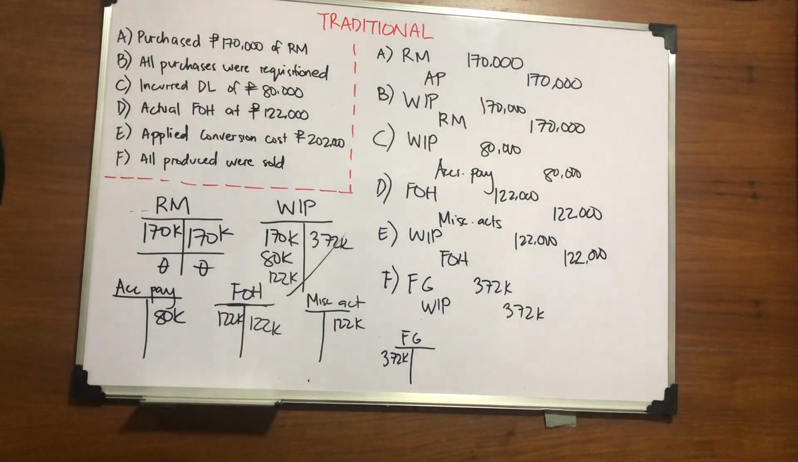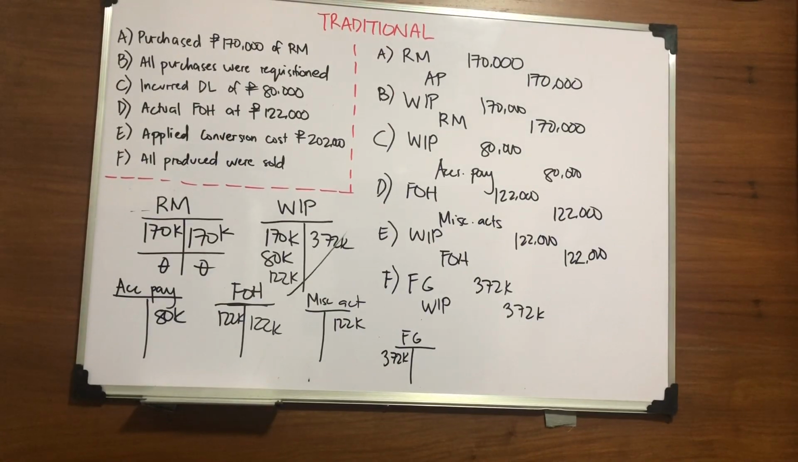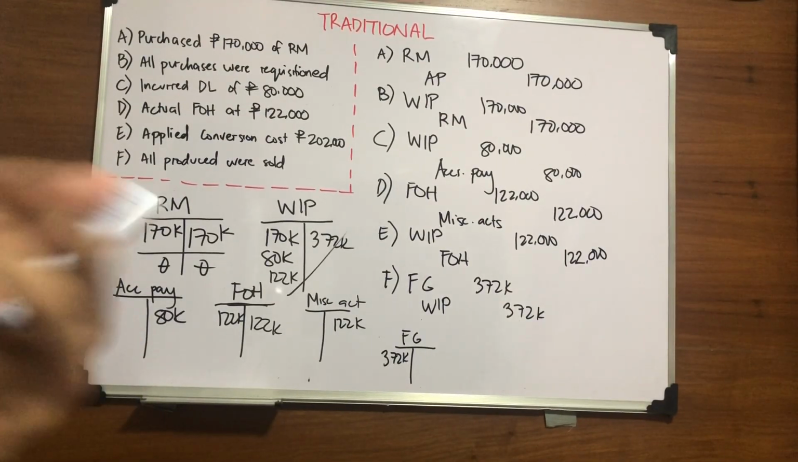Okay. And next, we are already done with the word produced. So this is the produced, right? From WIP, we were able to produce it to finished goods. We were able to convert it to finished goods. So we will now perform journal entries for the word sold. When we say sold, this is where you recognize your cost of goods sold. Since cost of goods sold, the partner of this is your finished goods inventory.